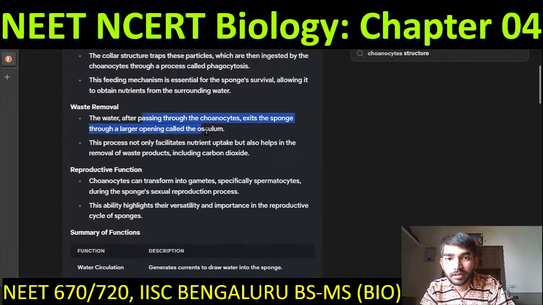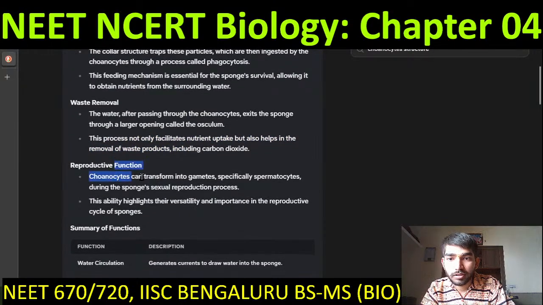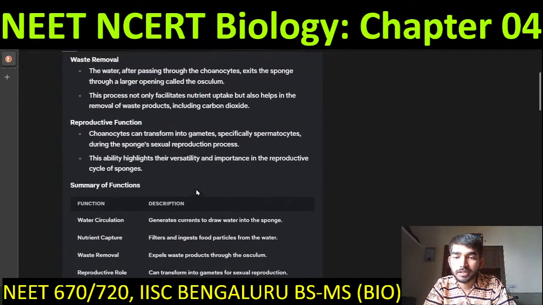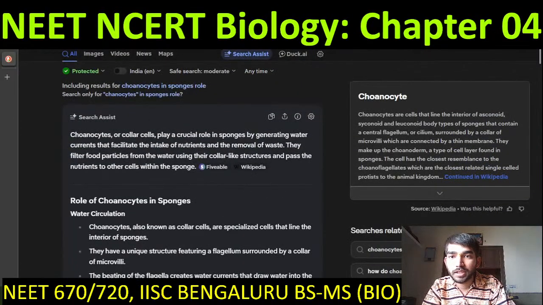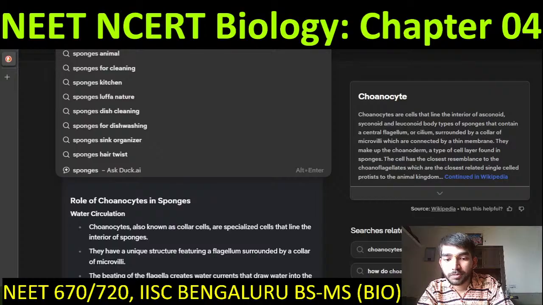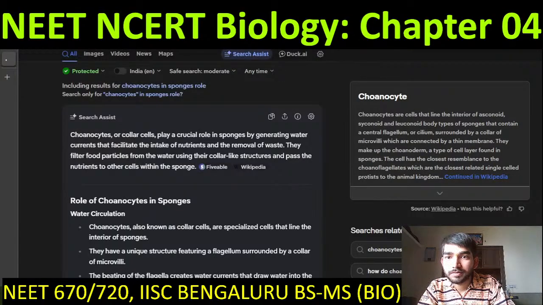Then the water exits the sponge through this larger opening called the osculum, which facilitates nutrient uptake and removal of waste products. Also, choanocytes can transform into gametes, specifically spermatocytes, during the sponge's sexual reproduction. This is not very important at your level, but just to tell you something about the function of choanocytes. And then I will also show you the sponge's larva.